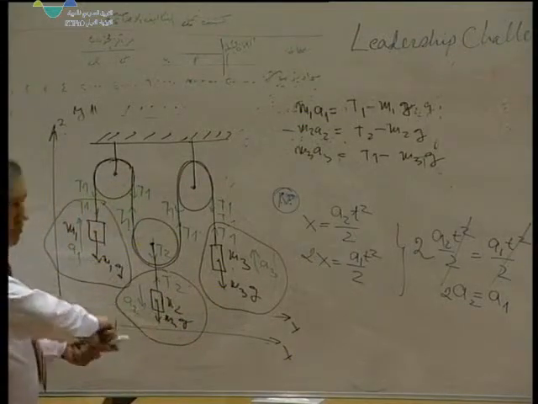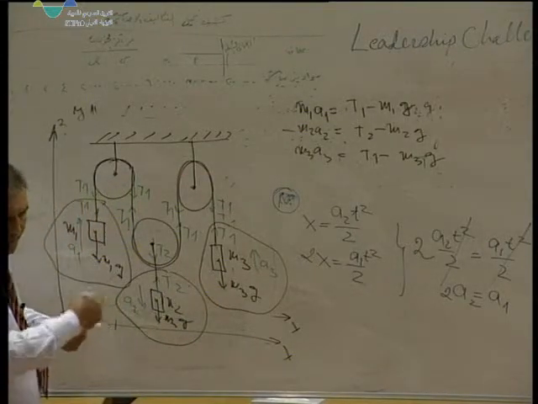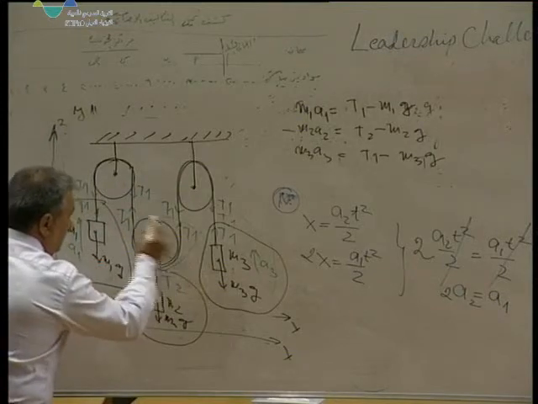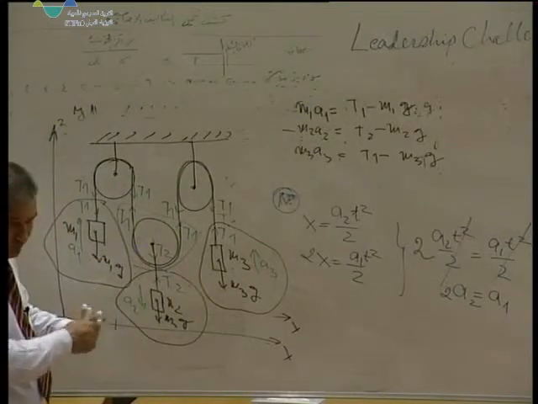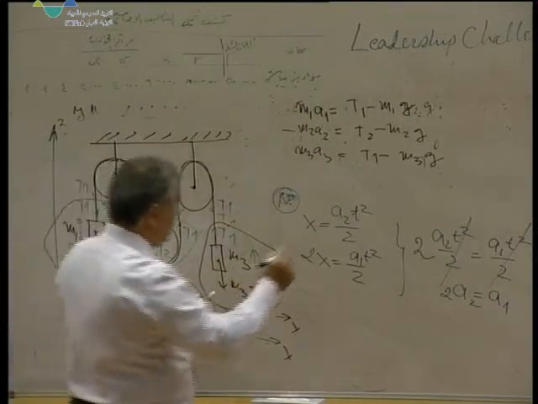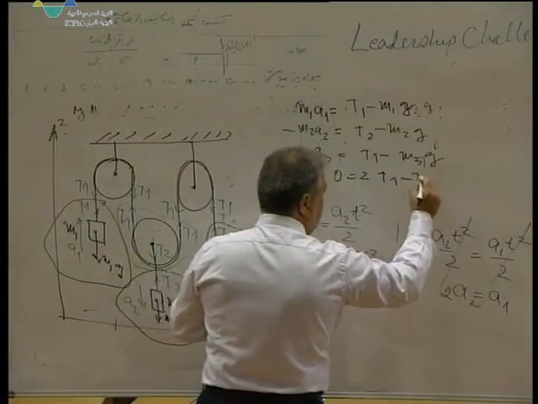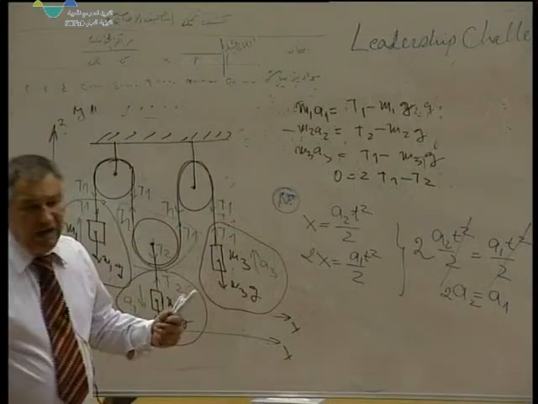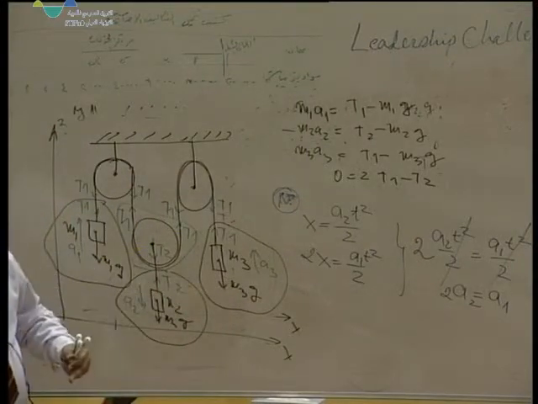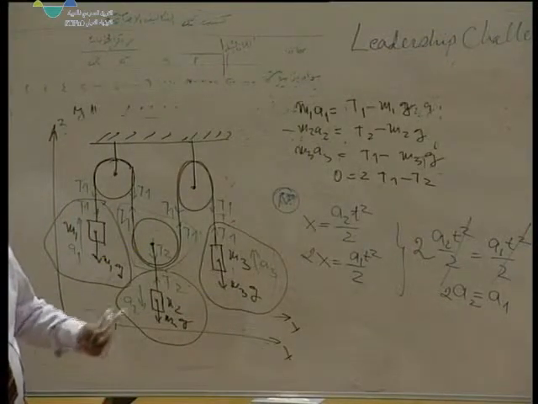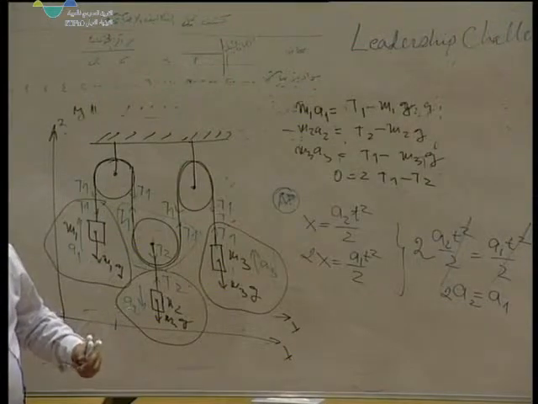Next, go to the mobile pulley. This is model 2. The mobile pulley, and we see what the forces are: 0 equal to T1 minus T2. Now I have 4 equations and 5 unknowns. So I need the third model.